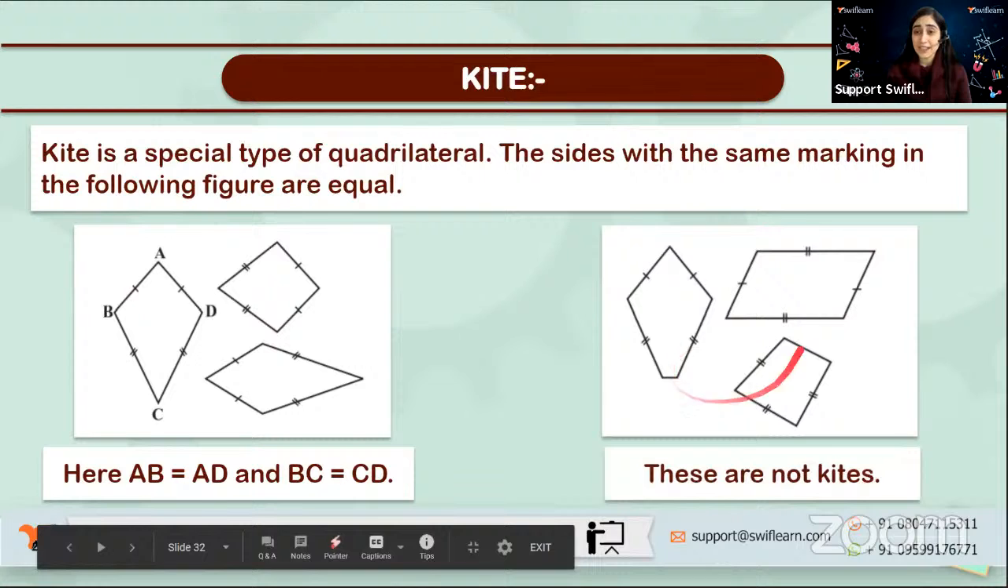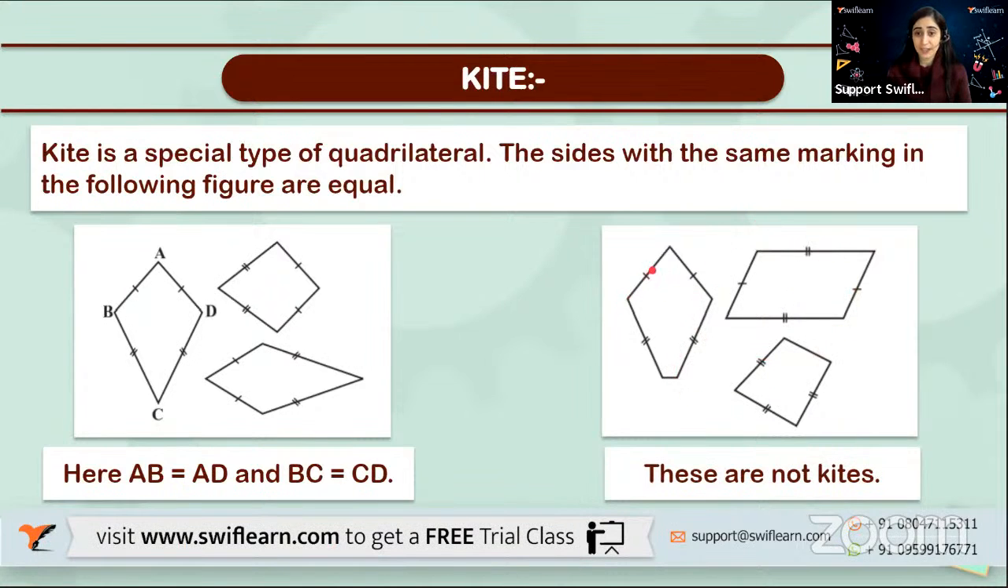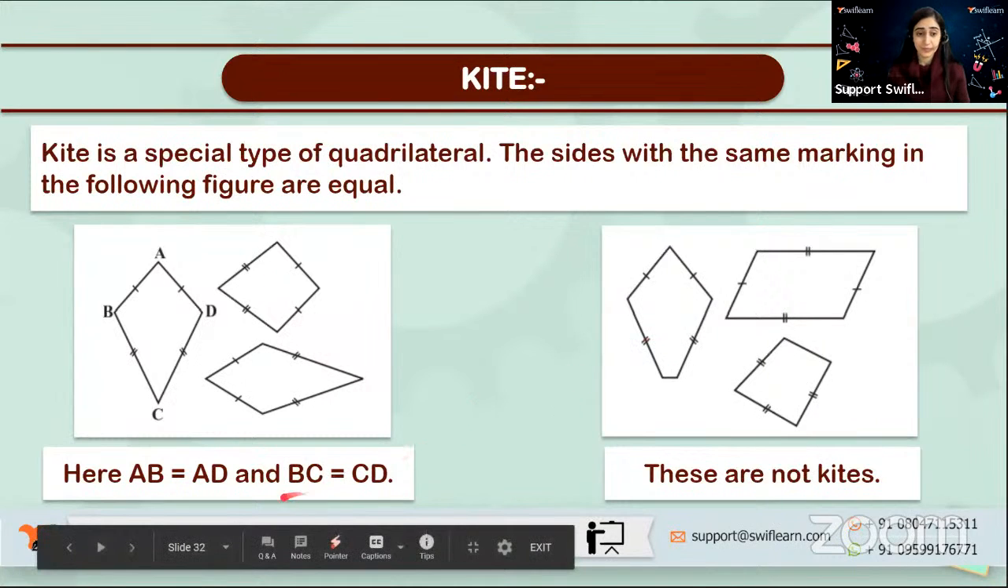So these are not kites. Can you see? In these two, even the normal adjacent sides are equal, but here there are 5 sides. Here the opposite sides are equal, but we need the adjacent sides.